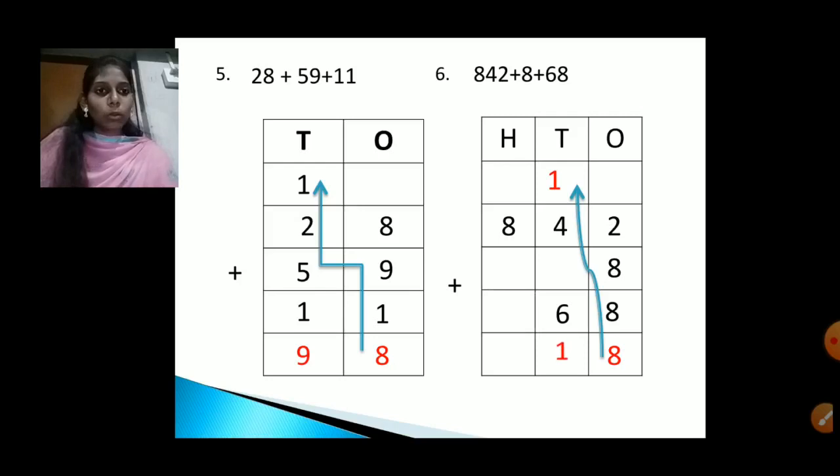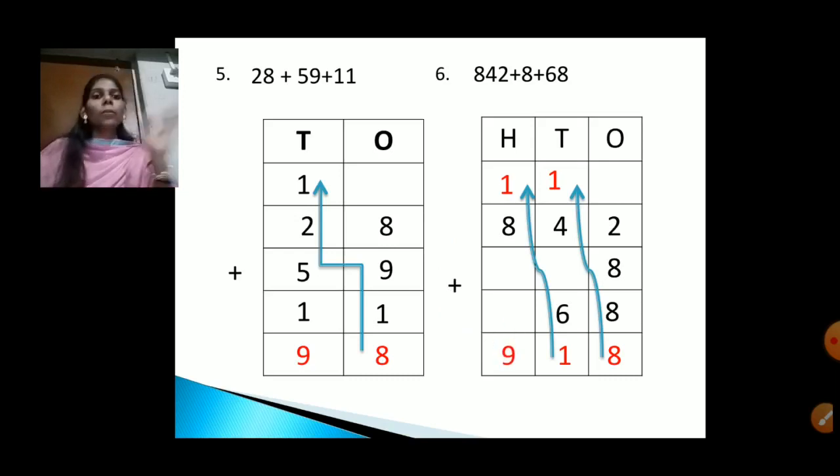Right? 1 we will carry over. Now 8 plus 1 is 9. And is there another number? No, nothing is there. So we will write 9 directly. Correct? So 9 we will write under the hundreds place. So 842 plus 8 plus 68 is 918.